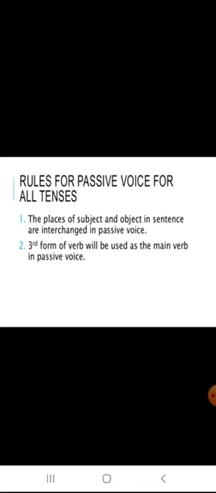Now let us see the rules for passive voice for all the tenses. The places of subject and object in the sentence are interchanged in passive voice, as I told before. The third form of a verb will be used as the main verb in the passive voice. Third form of a verb means the past participle. Tenses which cannot be converted, which we cannot change: present perfect continuous tense, past perfect continuous tense, future continuous tense, future perfect continuous tense.